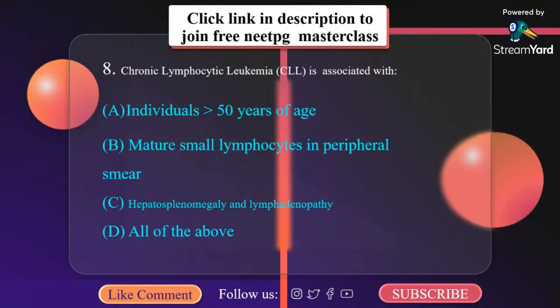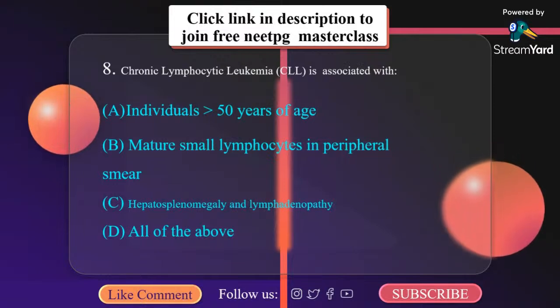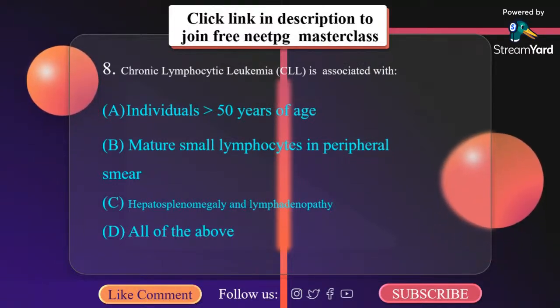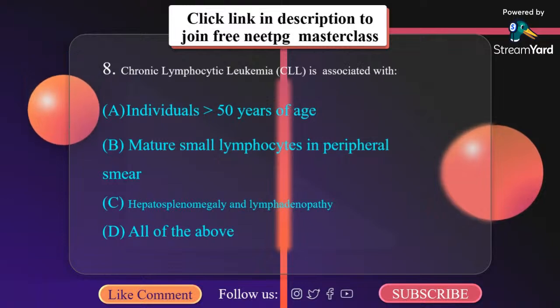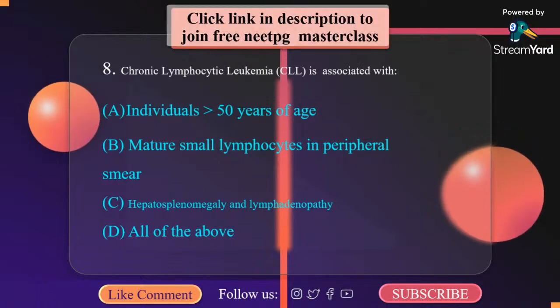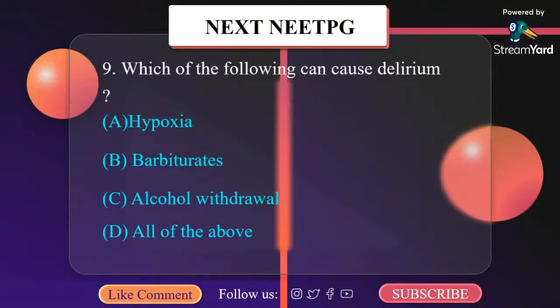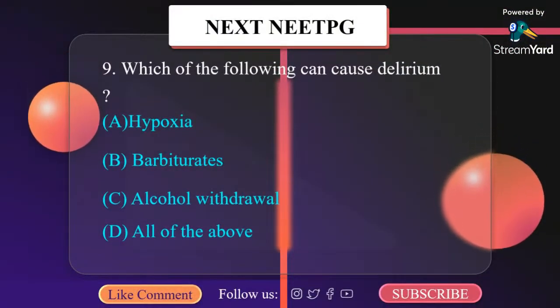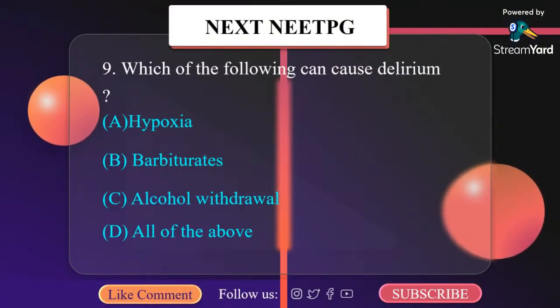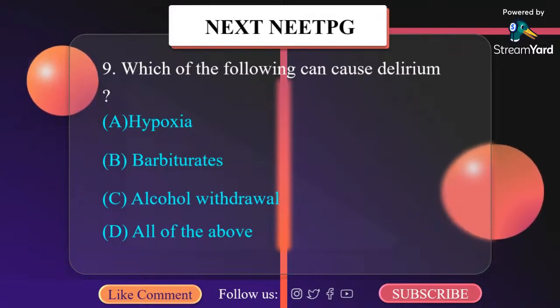Chronic lymphocytic leukemia is associated with A. Individuals more than 50 years of age, B. Mature small lymphocytes in peripheral smear, C. Hepatosplenomegaly and lymphadenopathy, D. All of the above. The correct answer here is D. All of them. Which of the following can cause delirium? A. Hypoxia, B. Barbiturates, C. Alcohol withdrawal, D. All of the above.